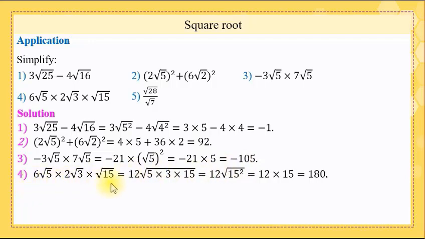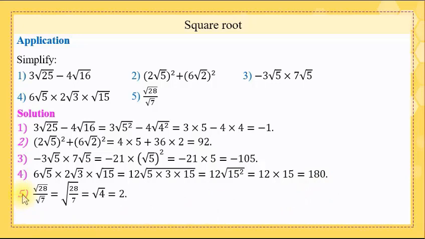Here also we multiply the numbers outside by each other, so 6 times 2 times 1. Pay attention here. If we don't have any number, this means that we have 1. And this will equal 12. And we multiply the numbers inside the radical by each other to get radical 5 times 3 times 15. Finally, we get 12 times 15 to get 180.